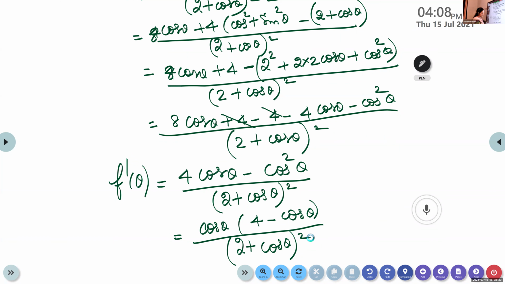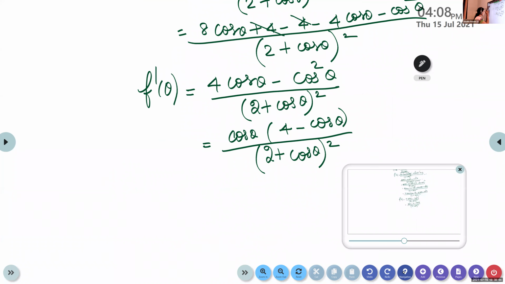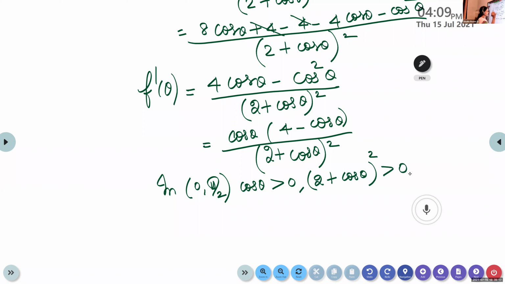Now listen, children. Don't write. All of you listen. We are going to consider, as in polynomials, where we took each and every linear factor and decided. Same way here, we are going to consider each term separately. In the interval 0 to pi by 2, that means in the first quadrant, cos theta is always positive. What about the denominator? 2 plus cos theta the whole square, because we are squaring, that is also positive.